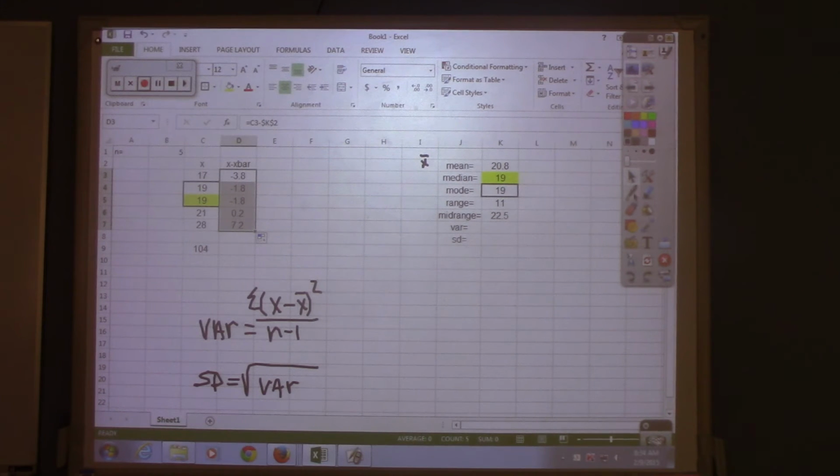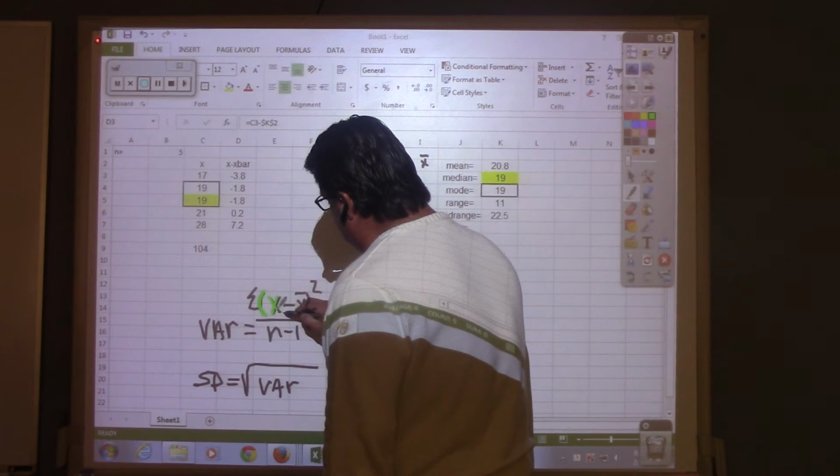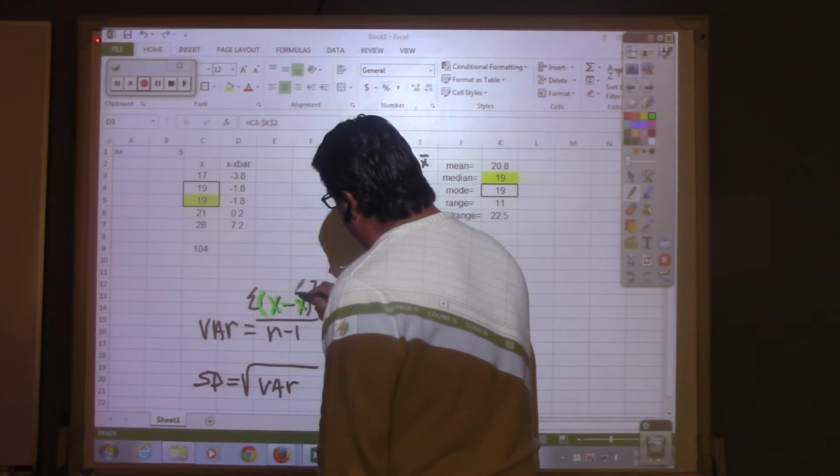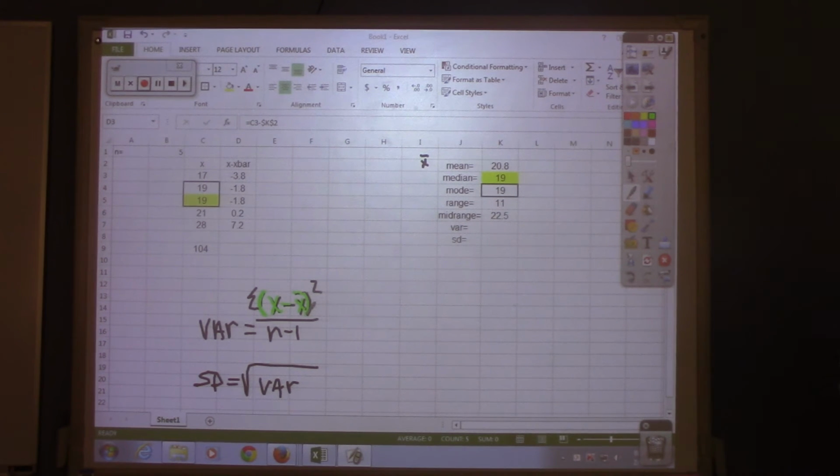Now, what do you do after? Let's take a red marker or a green marker, meaning we've done it. I can't write with this mouse. Okay, we just did x minus x bar. Now what do we need to do? We need to square each one of them, correct? So your next column would be x minus x bar squared.